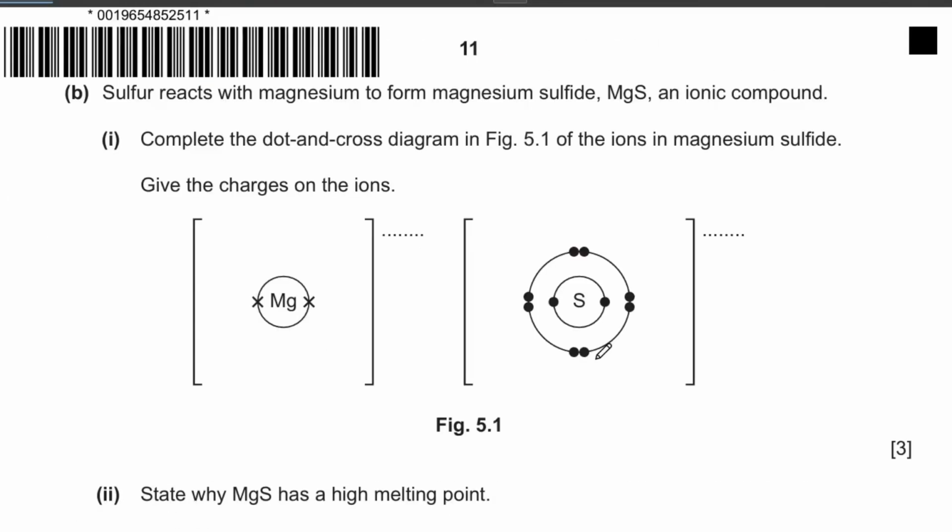Next question, B. Sulfur reacts with magnesium to form magnesium sulfide, an ionic compound. Complete the dot and cross diagram in figure 5.1 of the ions in magnesium sulfide. Give the charges on the ions. So please don't forget, you are asked to complete the dot and cross diagram. Don't just write the charges, you have to complete the dot and cross diagram. And in order to do that, you write the electronic structure of magnesium and sulfur.